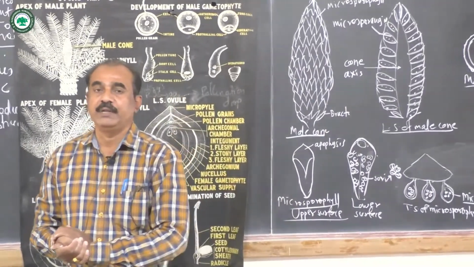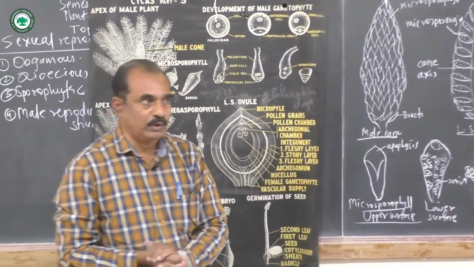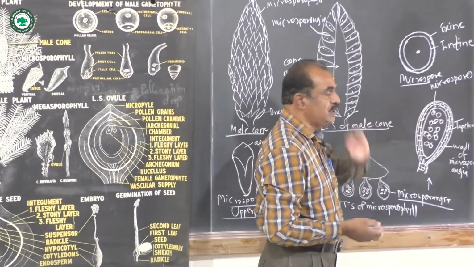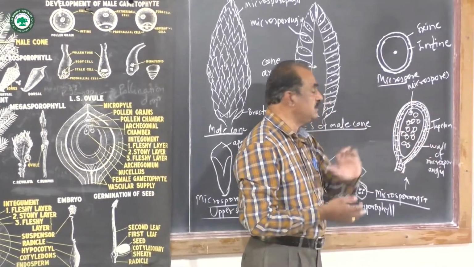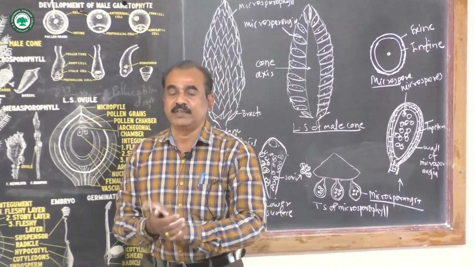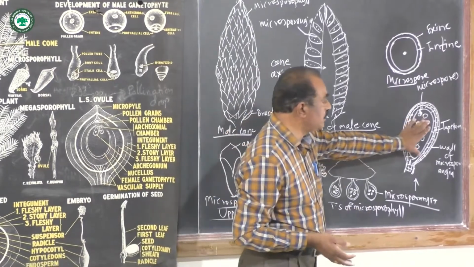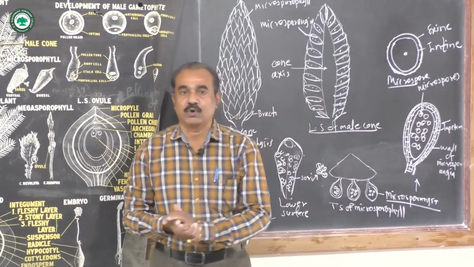It is somewhat elliptic in outline. It has its own wall, and inside this there is the tapetum. So this is the wall of the Microsporangia, and inside this there is the tapetum. Tapetum provides nourishment to the developing sporogenous tissue. Initially, here in this Microsporangia, there is the sporogenous tissue.